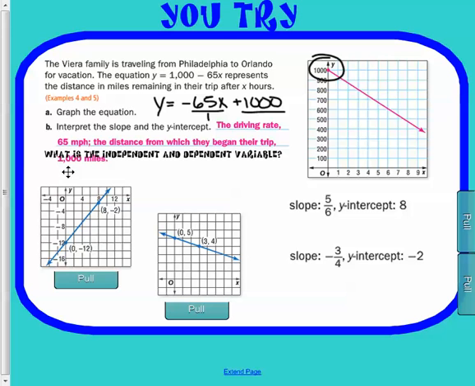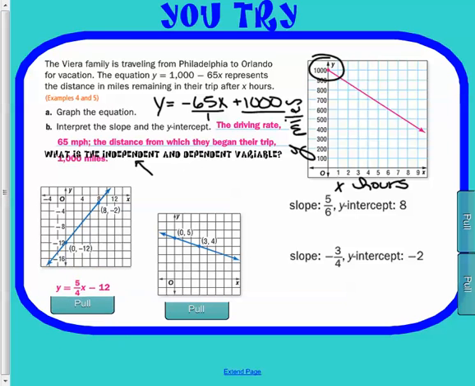So the independent variable in this case is my hours, because hours are independent of the miles. Depending on the number of hours you drive, that's how many miles you're going to end up driving. So my x, or my independent variable, is hours, and my y are the number of miles.